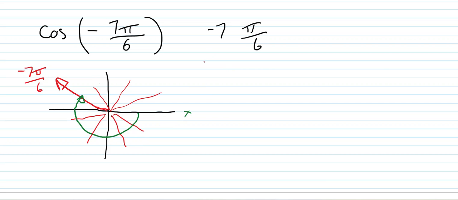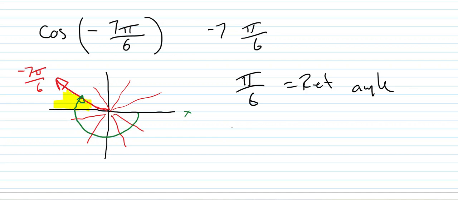Number 2 is find the reference angle. Well, the reference angle is going to be the distance between the angle and the nearest horizontal axis. So that's this angle I'm highlighting down here, which of course the reference angle is going to be pi over 6.